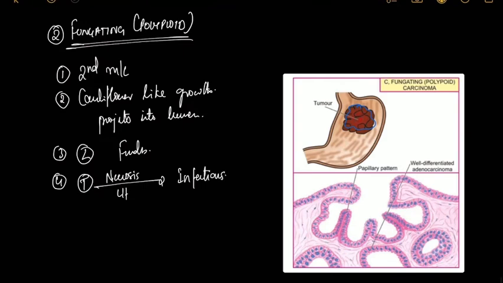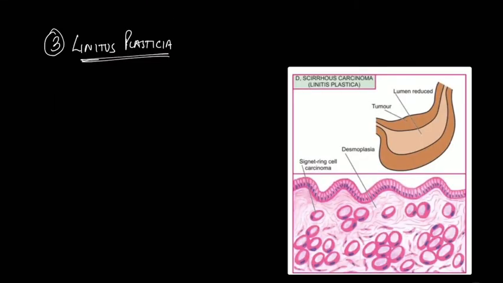All right, so that was done, and now let's look at the microscopic features of this. Yeah, we see your well differentiated adenocarcinoma, and we see your papillary pattern here. All right, so the third subtype is your linitis plastica, which is also known as your Scirrhous carcinoma. Yeah, and this has a microscopic pattern of your signet ring cells.